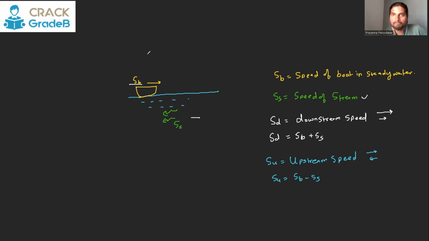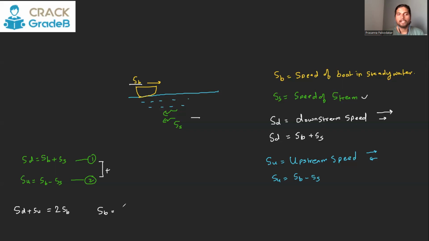So there are two formulas we have already formed. The first formula we formed was SD is SB plus SS. This we call formula number 1. And SU is SB minus SS. This we call formula number 2. For the next part, we can add these two. The left hand side will be SD plus SU, and on the right hand side, SS will get cancelled. What remains is 2SB. That gives us SB is equal to SD plus SU upon 2. This becomes formula number 3 for us.